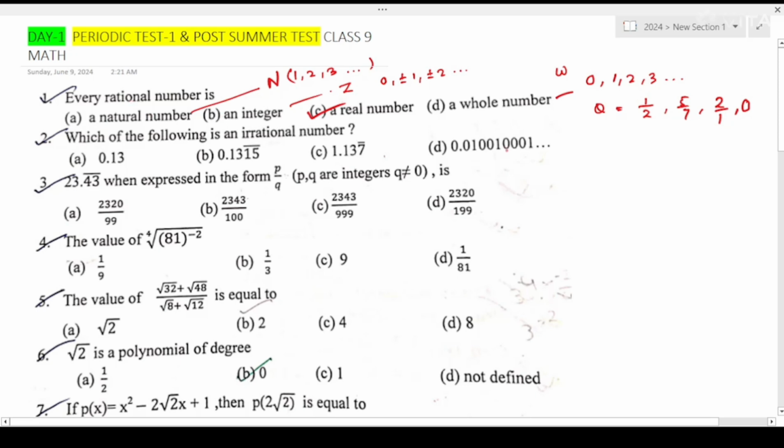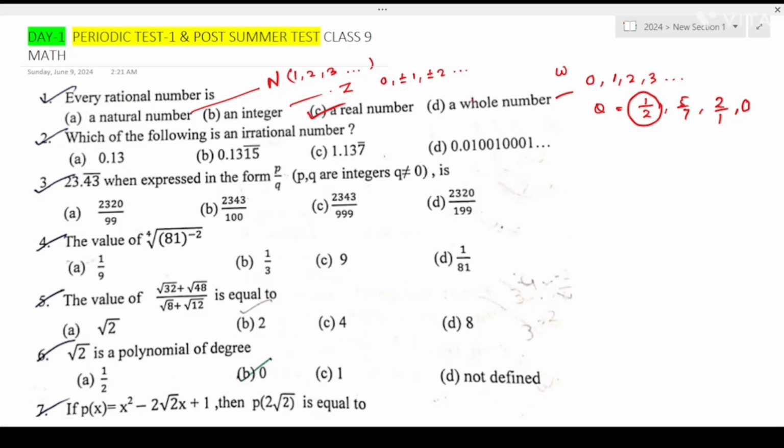The question is, every rational number, means 1 by 2, is a natural number? No, because in natural numbers there are only 1, 2, 3. Then is 1 by 2 an integer? No, because in integers there are the positive and negative and also 0, not p by q. Okay, and the whole number is the same, 0, 1, 2, 3. That's why every rational number is a real number. Understand?